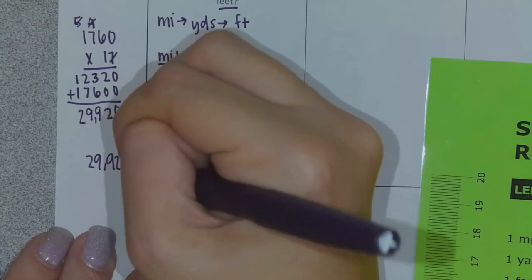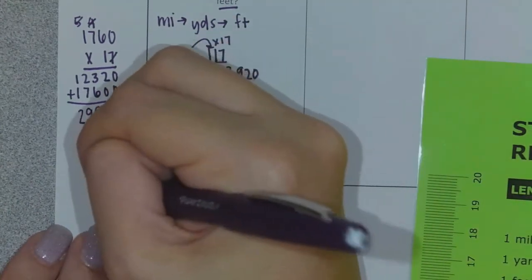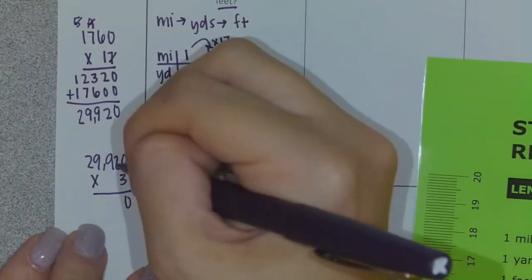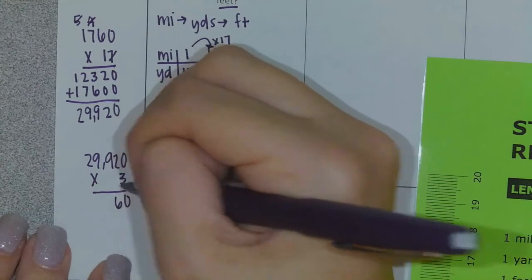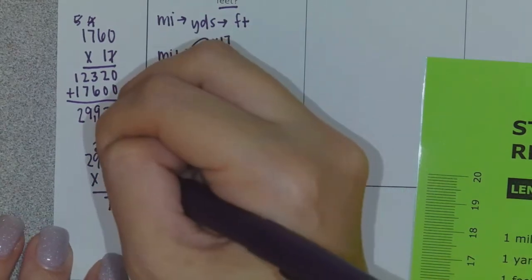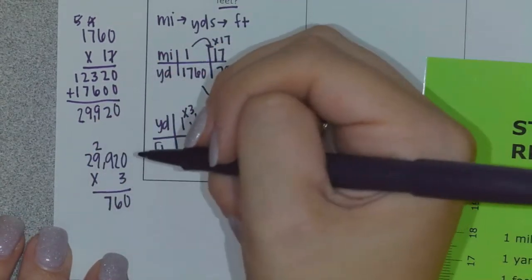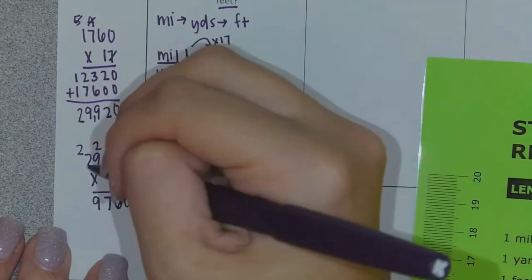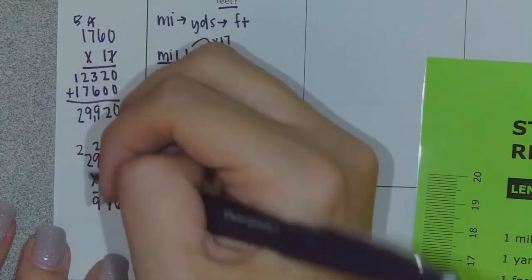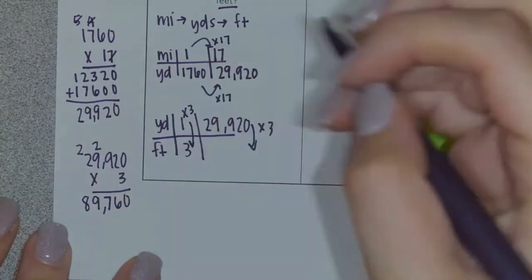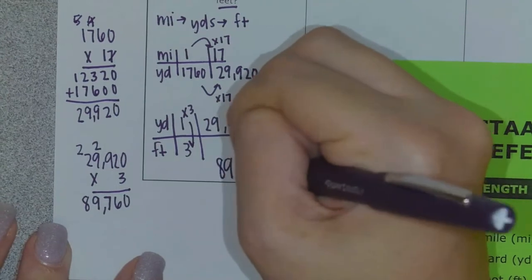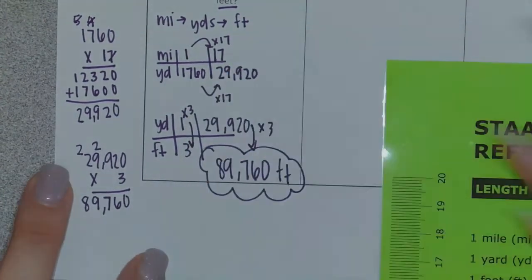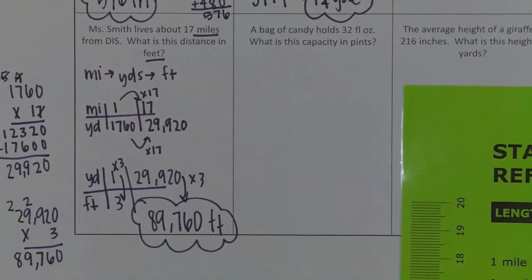All right, I'm going to rewrite this again so I've got some more room. Goodness. Why do I live so many feet from school? All right, here we go. So 0 times 3 is 0. 2 times 3 is 6. 9 times 3 is 27. So write the 7, carry the 2. 9 times 3 is 27, but plus 2 more would be 29. So write the 9, carry the 2. 2 times 3 is 6, plus 2 more is 8. So I live 89,760 feet from DIS. That's a really long way.